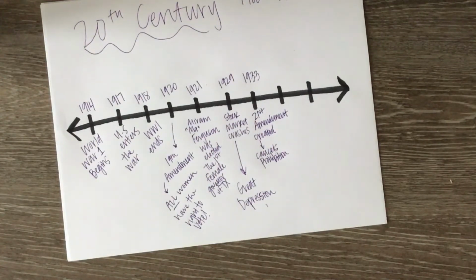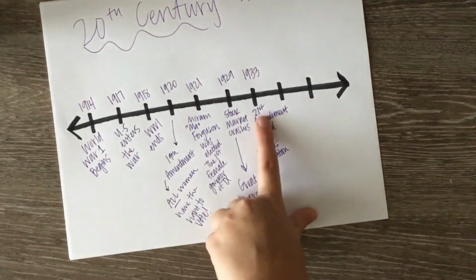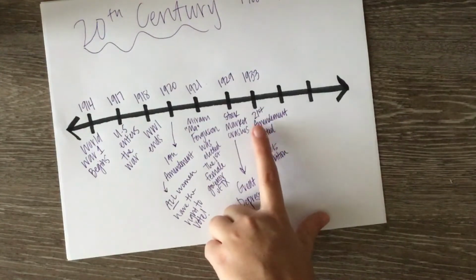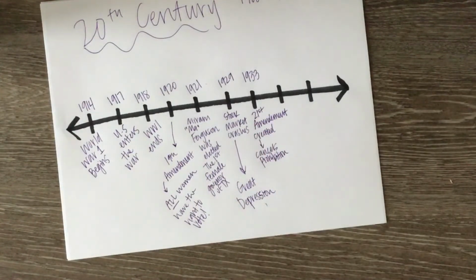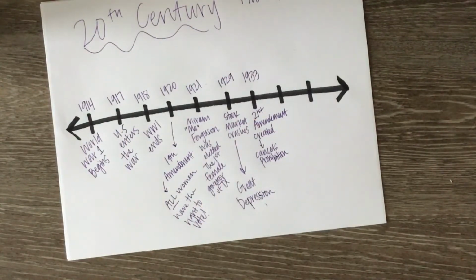So basically, the 21st Amendment just canceled the 18th Amendment. So yes, the 18th Amendment still exists, but it's not really in play because of the 21st Amendment. Because we have the 21st Amendment, the 18th Amendment is not around. It's not an amendment that we follow because the 21st Amendment canceled it.